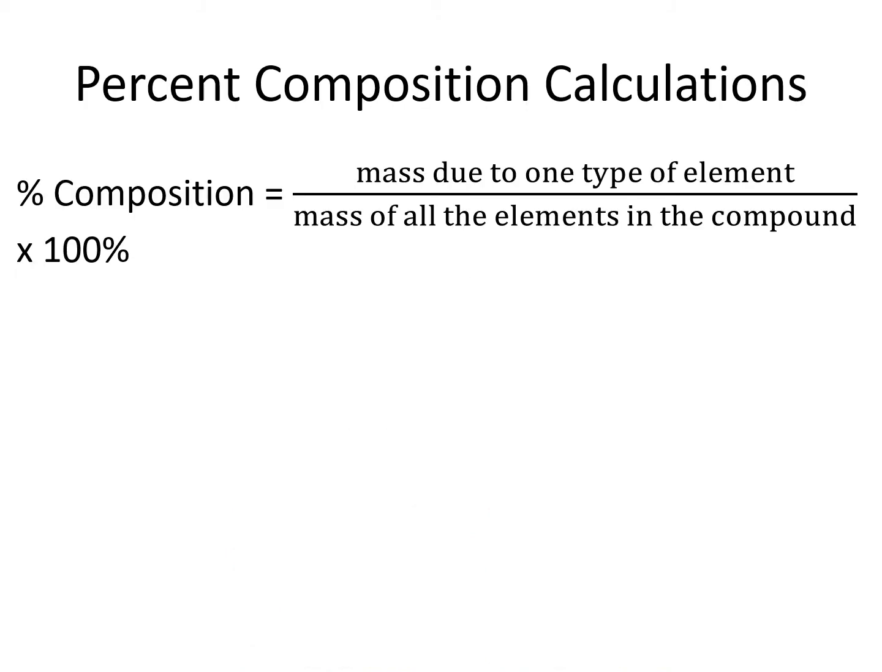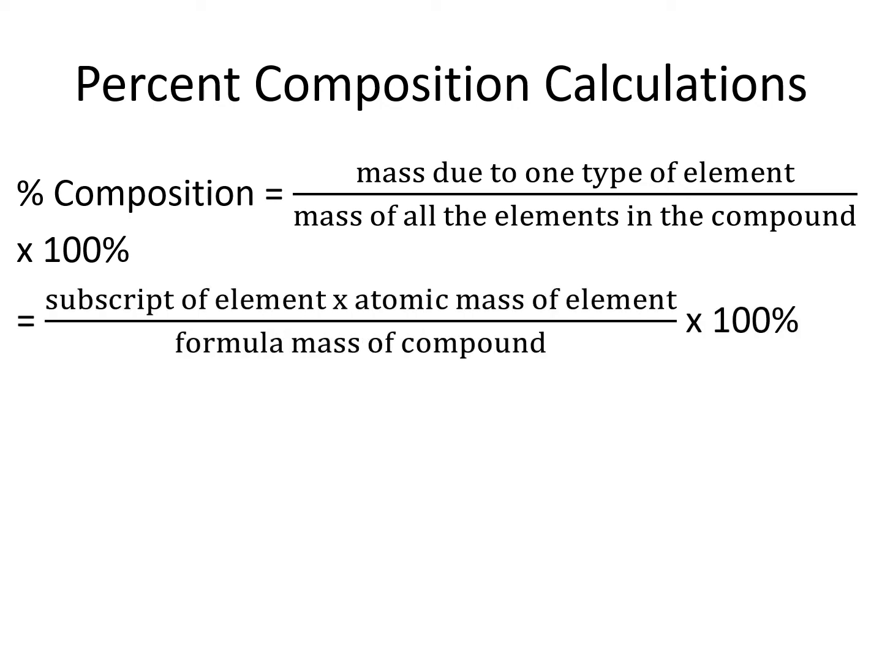So how do we calculate percent composition? We take the mass due to one type of element divided by the mass of all the elements in the compound, and then multiply by 100%. Essentially, we're taking the mass of the part divided by the mass of the whole, and then times 100 to change from a decimal to a percentage.